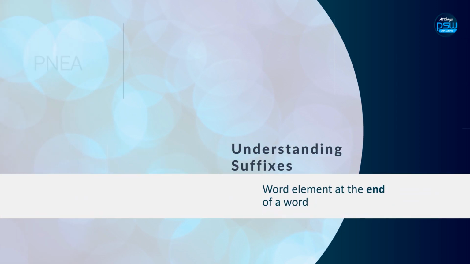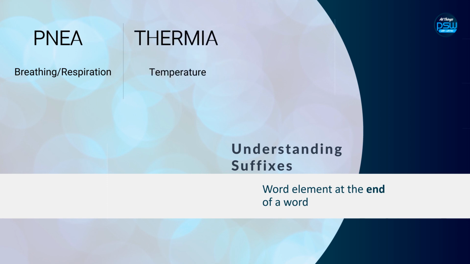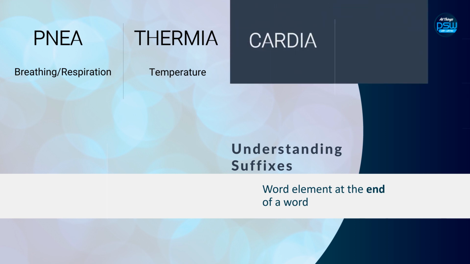The suffix, like we said, is at the end of the word element to change the meaning of the word. We spoke about pnea, which means breathing, respiration. A good example is orthopnea. Ortho means to lay down, so if you have orthopnea, it means as you lay down, your breathing changes. Thermia means temperature. Hypothermia means I have low temp. Hyperthermia means I have a fever. Cardia means my heart rate.